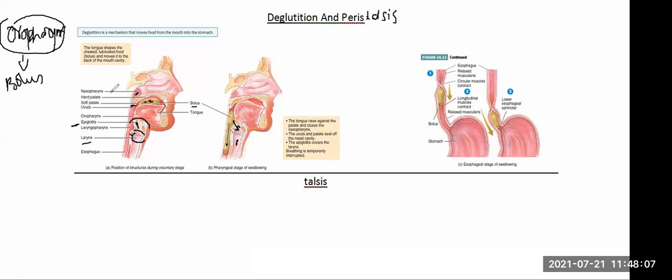Now, let's look at when the food moves further, and the upper esophageal sphincter relaxes. What I'm discussing is your pharyngeal stage. In your pharyngeal stage, when the food moves into the esophagus, your upper esophageal sphincter will relax, letting food into the esophagus.